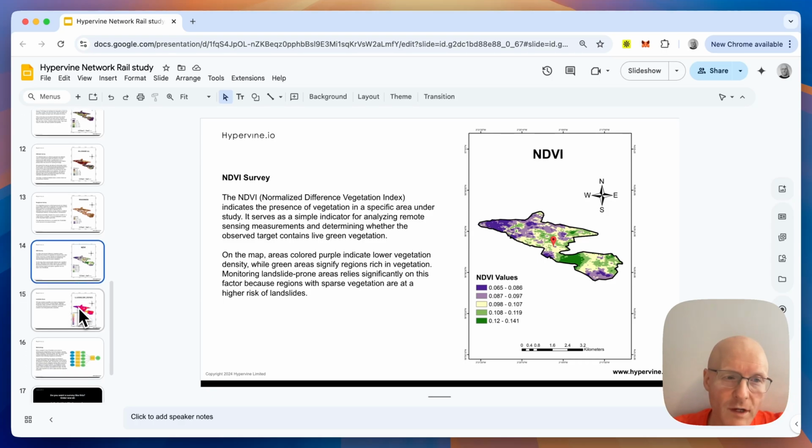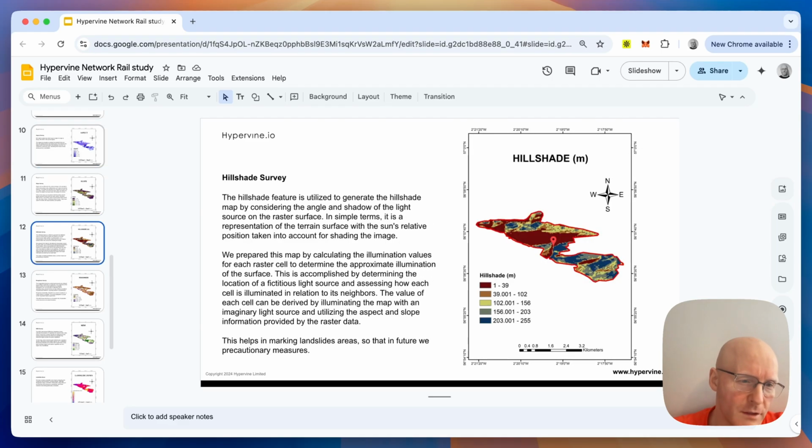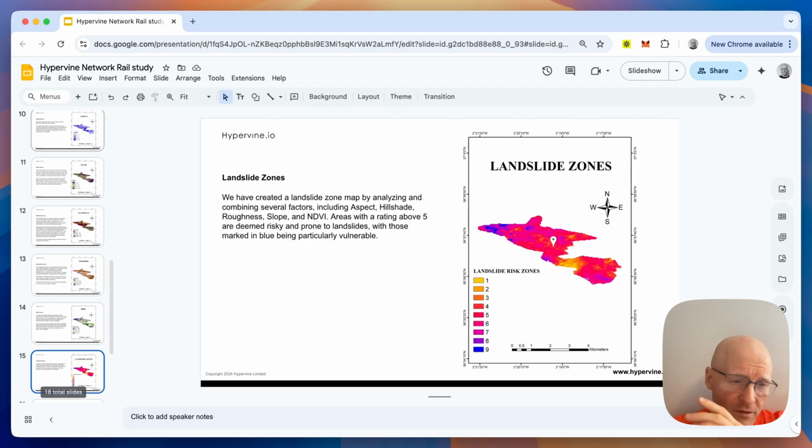And then if you take all of this information, which is about how steep the slopes are, how rough the slopes are, how much vegetation is on the slopes, and if we combine all of that together, then we start to create landslide zones where this might become a problem. And as you see here, we've combined all that data, and then we've created a risk zone. And this one's actually floating around 4 to 5. So that's a bit of a risky area in that sense. And not the riskiest, but it is an area to monitor.